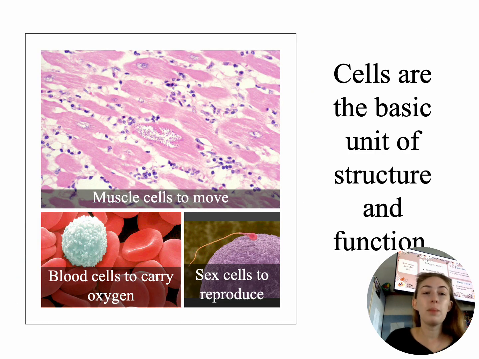Now, cells are the basic unit of structure and function. Again, that's just saying that we're made of cells, and then there are different types. So like muscle cells, our body uses them to move. Its function is to move. Blood cells, your body carries oxygen and distributes it to other cells, keeping other cells alive. And then sex cells are used to reproduce, aka make babies. Okay, all these cells have a basic structure, and then their function depends on how complex the organism is.